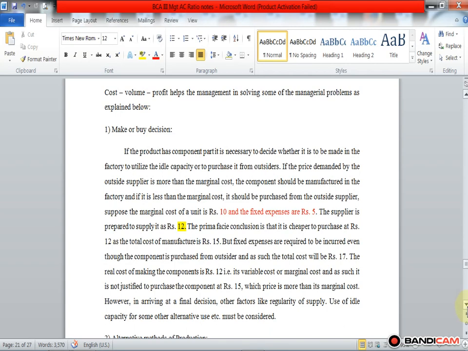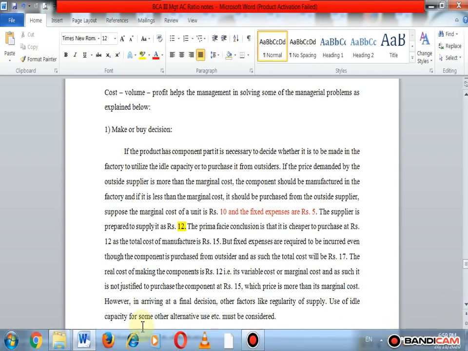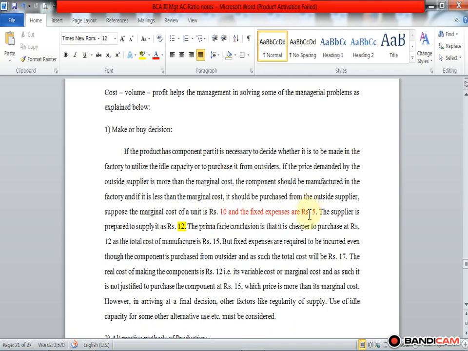So here an example is given. Suppose the marginal cost of a unit is rupees 10 and fixed expenses are rupees 5, and the supplier is prepared to supply it at rupees 12. The prima facie conclusion is that it is cheaper to purchase at rupees 12, as the total cost of manufacture is rupees 15. So here, manufacturing of components is expensive: rupees 10 marginal cost plus rupees 5 fixed cost is equal to a total cost of rupees 15 for manufacturing.